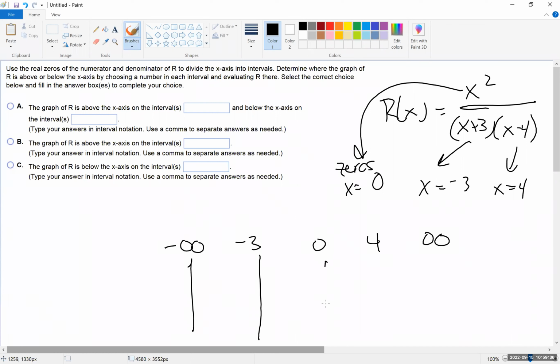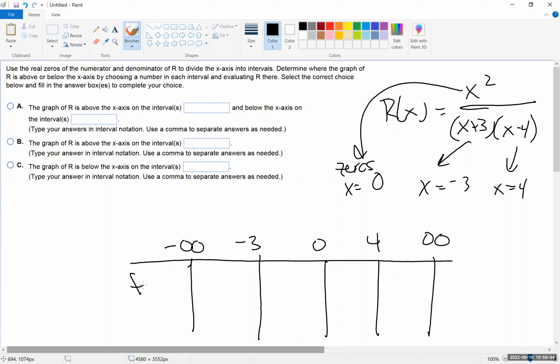And then last time I did show on Saturday how to do a sign chart, but it was after the actual end of the hour. But what you can do is just put your function and plug in a number in between these. So put your function down here, and you can just do everything as calculator work. I'm not a big proponent of calculator, but that's fine. Pick a number in between negative infinity and negative 3. Pick a number in between negative 3 and 0. Pick a number between 0 and 4, and then 4 to infinity, and then plug it in.